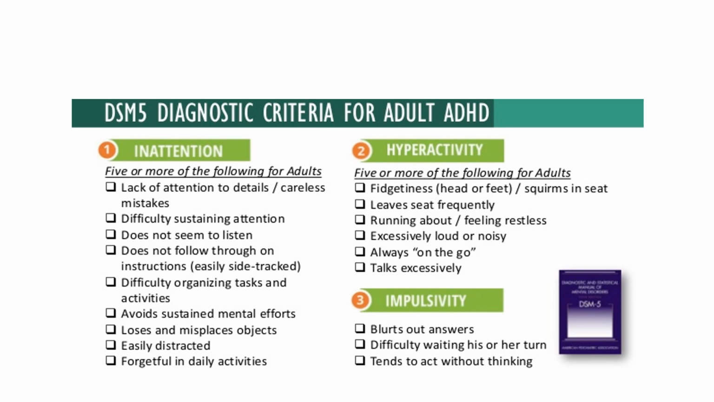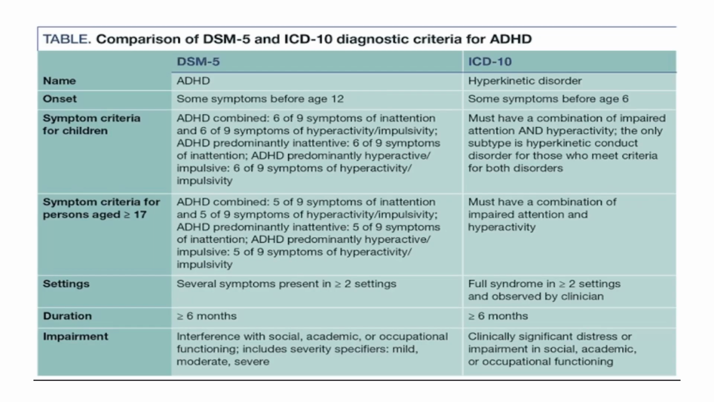Then hyperactivity: leaves seat frequently, always on the go, talks excessively. And impulsivity: blurts out answers, difficulty waiting his or her turn, tends to act without thinking. So this is the head-to-head comparison between DSM-5 and ICD-10 criteria. One of the main differences that you can observe is that it's called ADHD in DSM-5 and hyperkinetic disorder in ICD-10. But now it has again changed to ADHD in ICD-11. That's how they mention it.